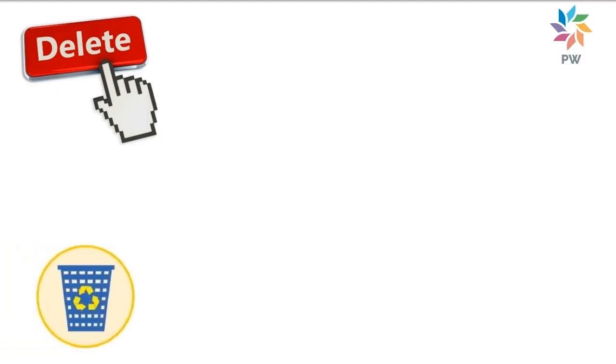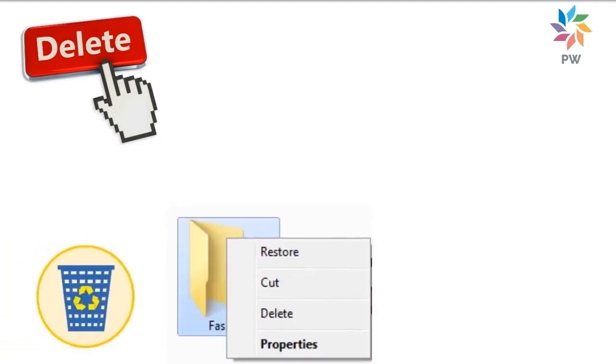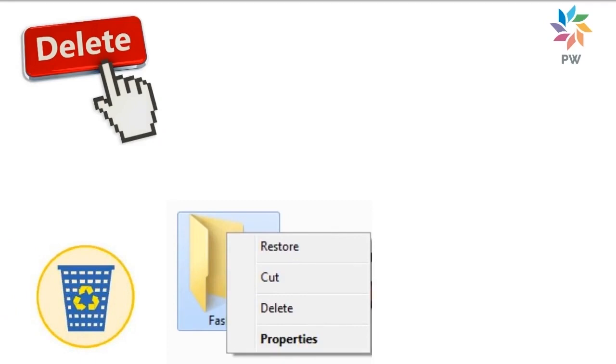Deleting a file by mistake is quite common. Deleted files usually go into the recycle or trash bin and can be restored by opening the bin and taking the file out.